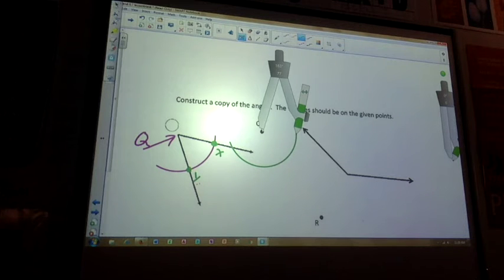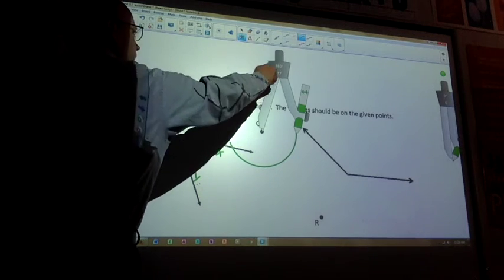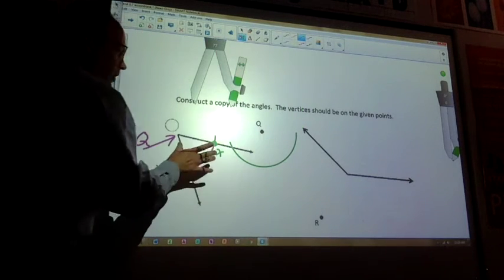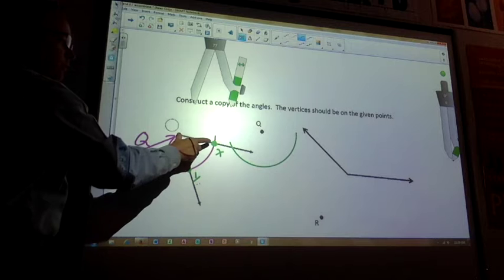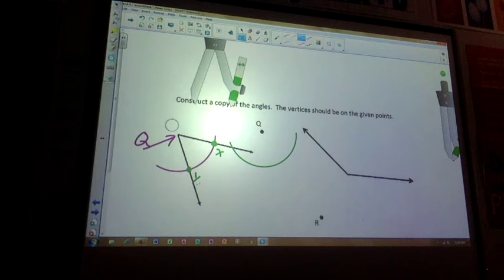Okay? So that distance from our new point is the equivalent distance it was from this point to this arc, because I didn't change my compass at all. Okay? So I've now labeled 2 points, X and Y. We have point Q. So from point Q, we're going to create 2 more points. So from point Q, I've just swung my arc.